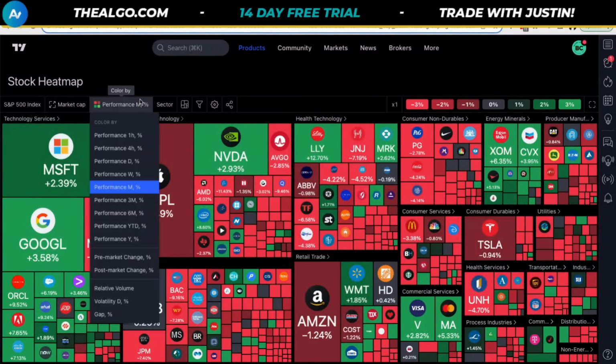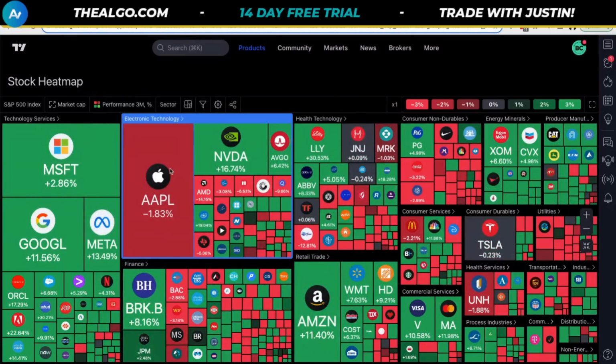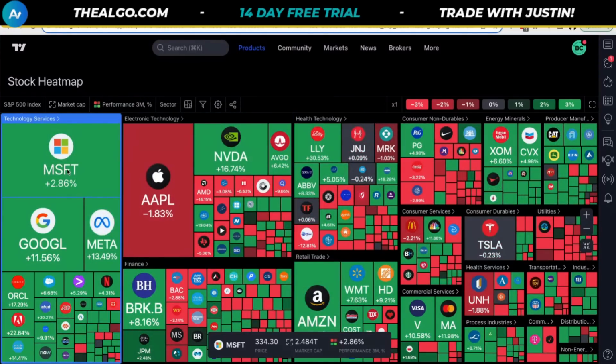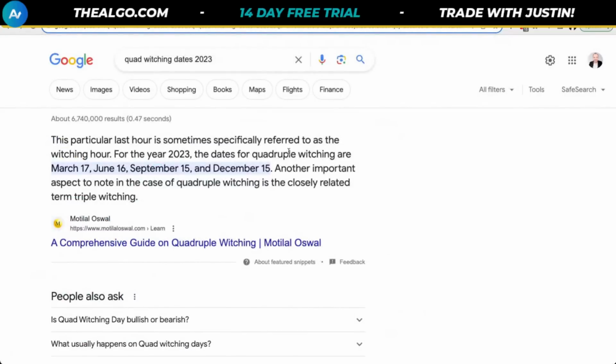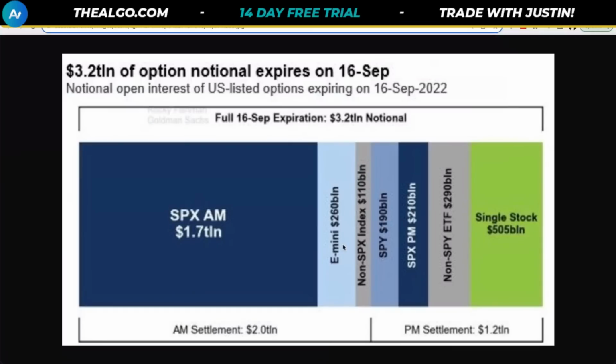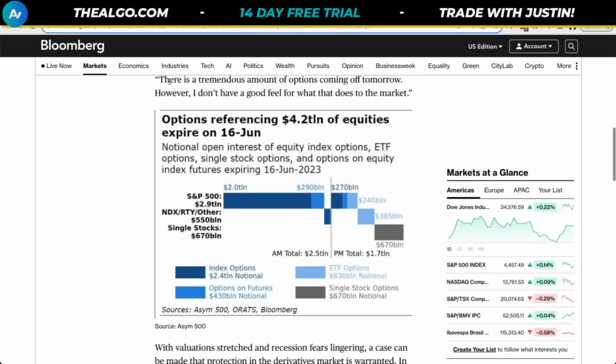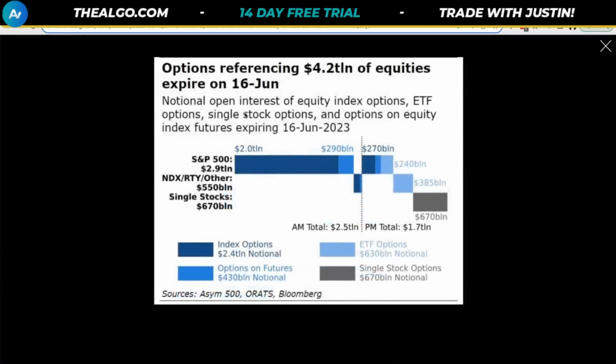We also want to be mindful that looking at the last 3 months, Apple is basically flat, Nvidia's up, Microsoft's looking basically flat too, up by about 3. This matters because on Friday, September 15th, we're going to be having quad witching. Why does quad witching matter? I don't have the number for this current quarter, but this time last year, $3.2 trillion were up for grabs. That's a lot. And the last report for June 16th had $4.2 trillion up for grabs. That is also a lot of money.